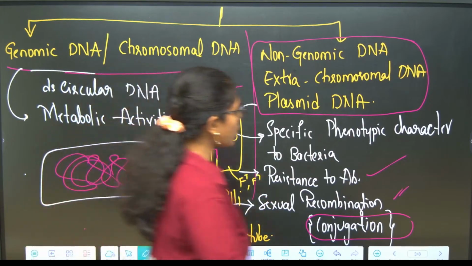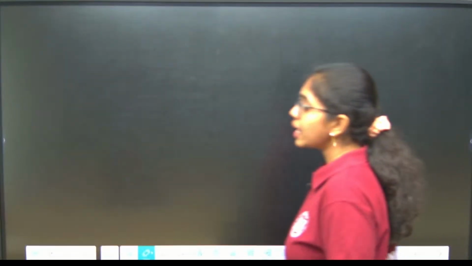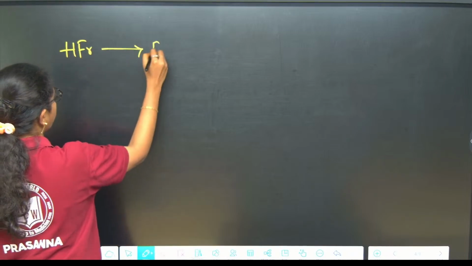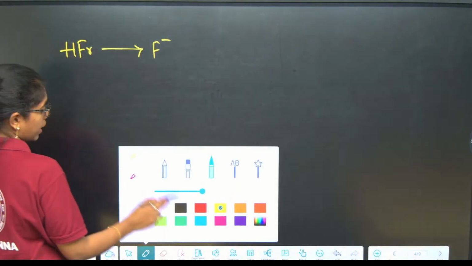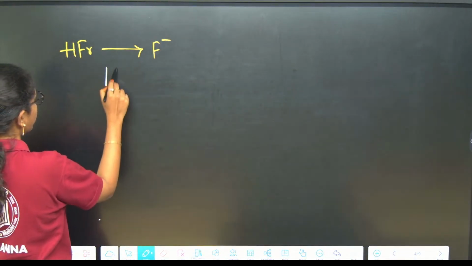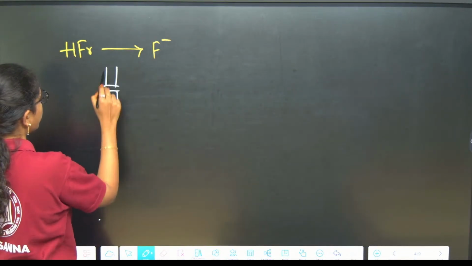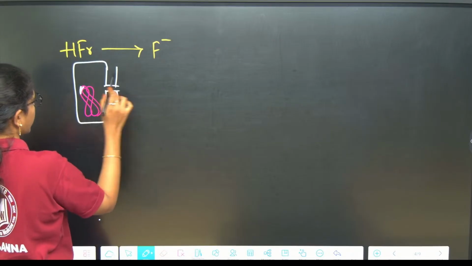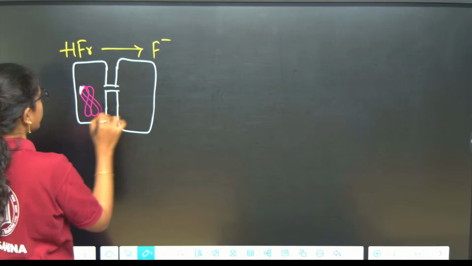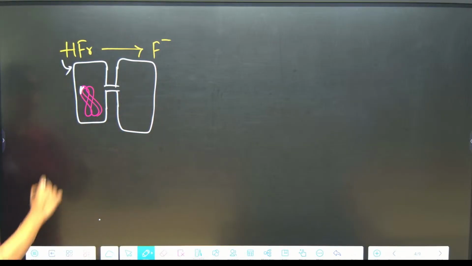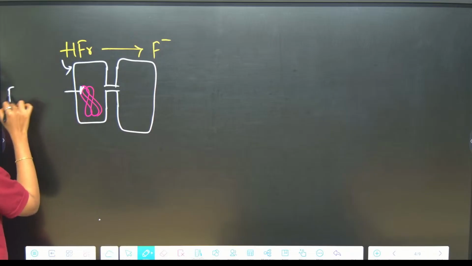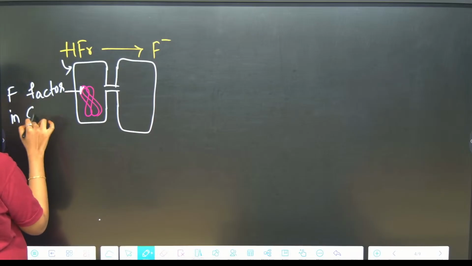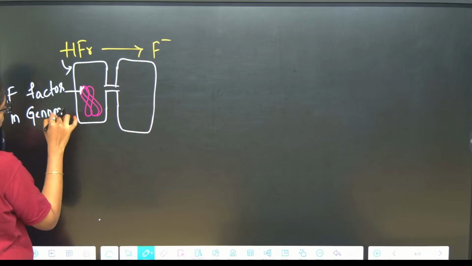And there is one more mode of conjugation, that is HFR to F minus strain. So, here if you take two different strains of bacteria, if F factor is present in the genomic DNA rather than the plasmid DNA, then it is called HFR, wherein F factor is present in the genomic DNA.